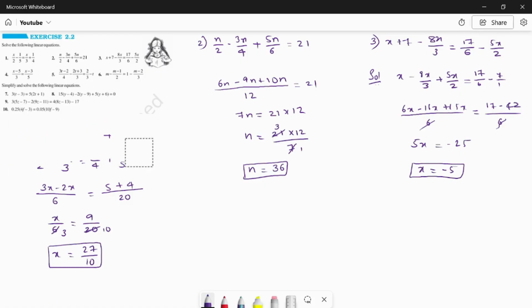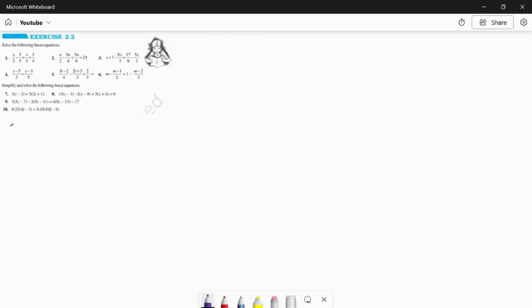Next, let's move on to the fourth question. (x - 5)/3 = (x - 3)/5. Here, we can split the equations like x/3 - 5/3 = x/5 - 3/5. When we take LCM of this equation, we'll get the original equation. So it's the same.